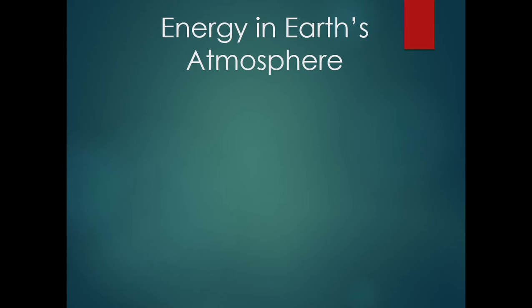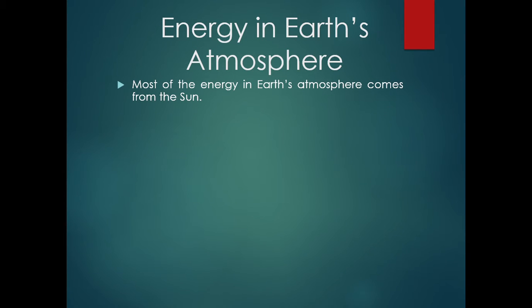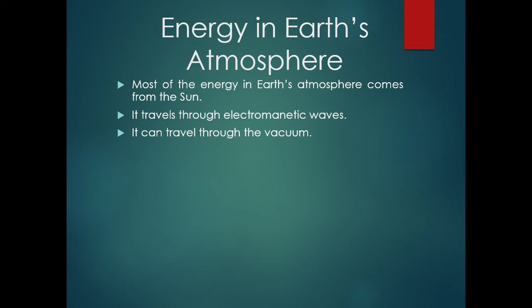So, energy in Earth's atmosphere. Most of the energy in Earth's atmosphere comes from the sun. Remember that Earth is in constant contact with all of the sunlight that comes from our star in the solar system. It travels through electromagnetic waves. It can travel through vacuum. So what is vacuum? Vacuum is basically a place in which matter is almost non-existent. There is very little matter around in outer space, okay? But light is able to travel through that because it travels through electromagnetic waves.